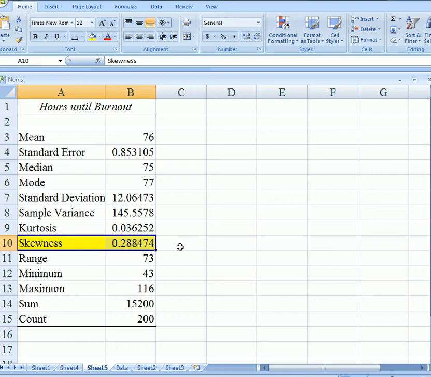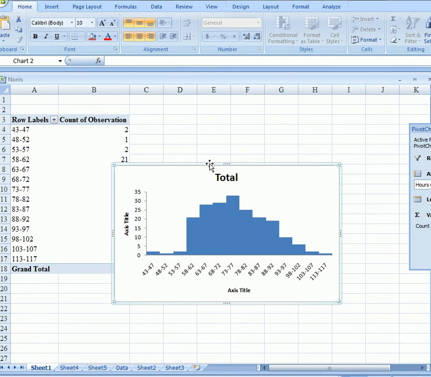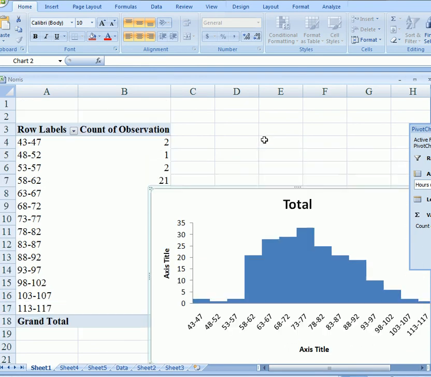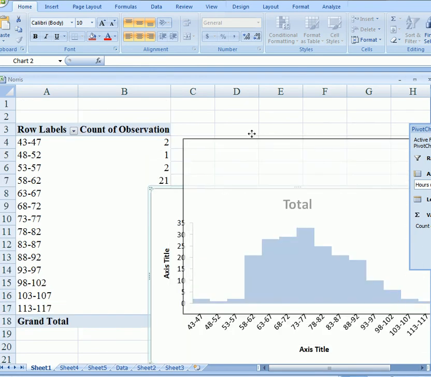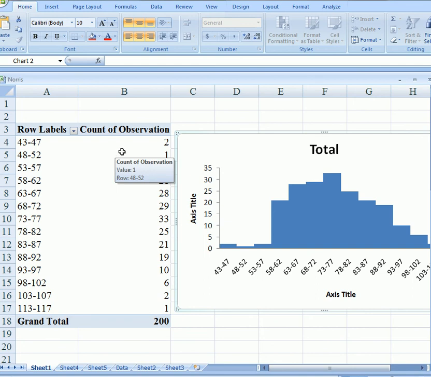Now I've made a pivot table of this. What I've done is to put the class width in fives. In other words, each of the bins is 5, so that we can see the distribution more clearly. So here were the row labels, so there were 2 instances when 43 to 47. Within those 5, there were 2 times when the motor burnt out, etc. So we can see the distribution of the times.